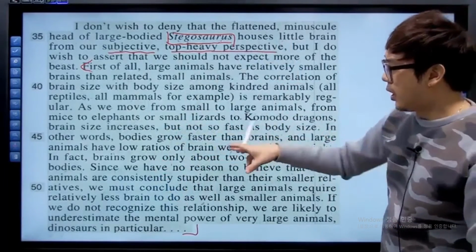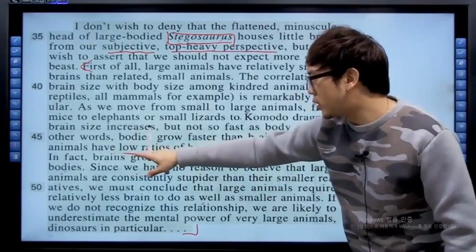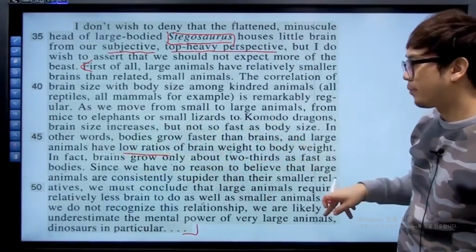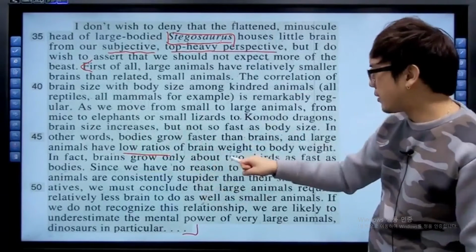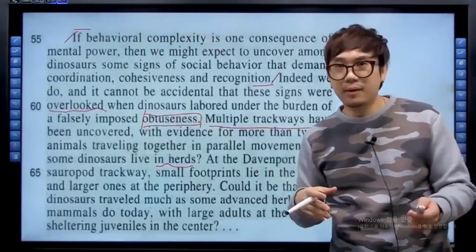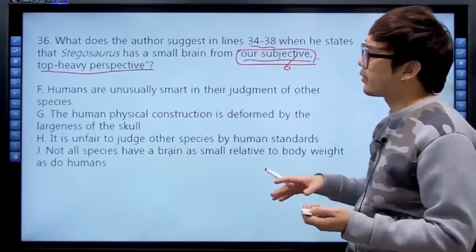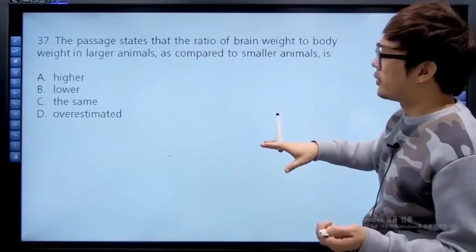In other words, bodies grow faster than brains, and the larger animals have low ratios of brain weight to body weight. In fact, brains grow only about 2/3 as fast as the bodies, right? So that's what we're talking about. You've already got the idea, I'm hoping, right? Well, let's take a look at 37. So what is it?